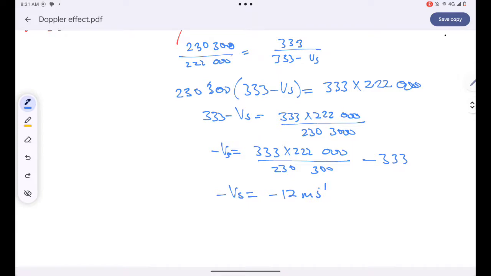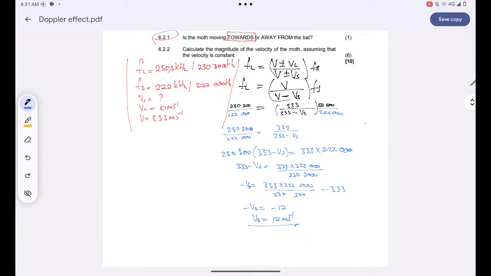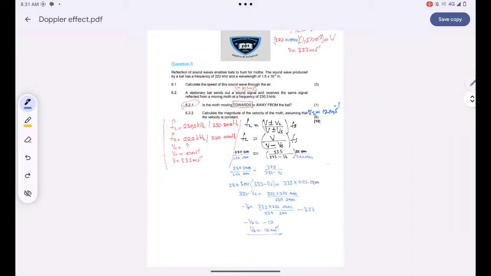But remember that, guys, I have a negative on both sides. So I can simply divide both sides by -1. So the velocity of my source is simply 12 meters per second. So that's what they were just looking for. The velocity of my source, V of the source, is equal to 12 meters per second. That's how, guys, we're supposed to tackle this question. Just stay tuned, guys, and wait for more.